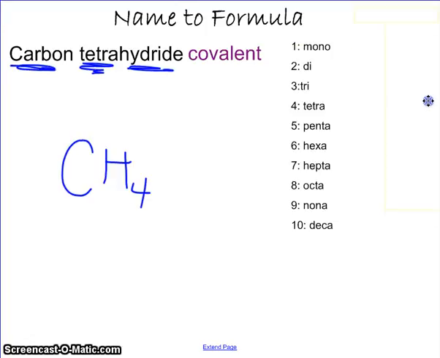Here's a list of the common prefixes that we use. We only use mono on the second part of the name. We never use mono in the first part. Notice that it's not monocarbon, it's just carbon. Okay? If we have carbon monoxide, that would be CO.